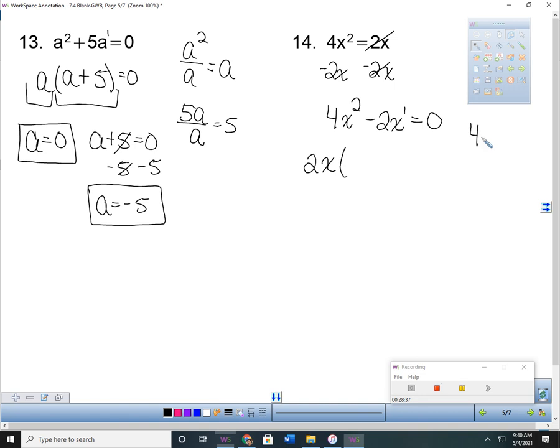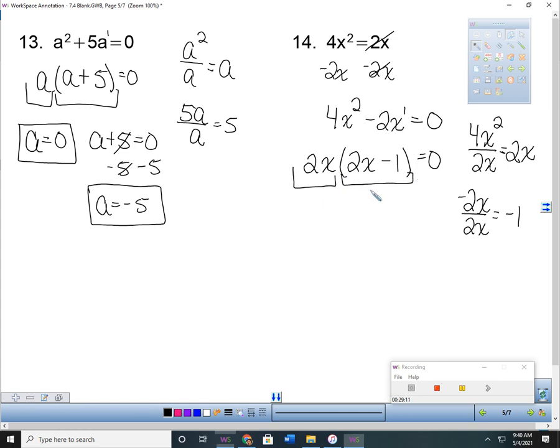And then I'm going to go through and divide those. So 4x squared divided by 2x. 4 divided by 2 is 2. And x squared divided by x to the first is x. Then we have a negative 2x divided by 2x. Remember, anything divided by itself is 1, and we have a negative there, so negative 1. So again, two factors. I'm going to set those equal to 0.